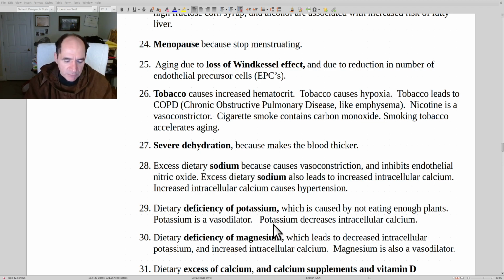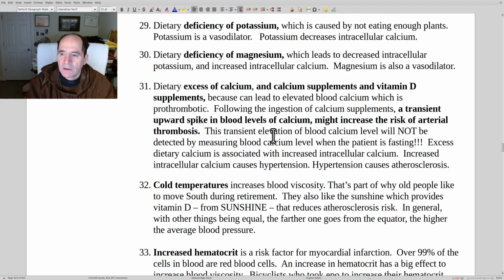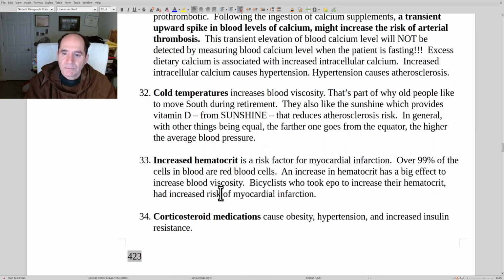Dietary excess of calcium. Calcium is prothrombotic, and they think that's why taking large amounts of calcium supplements causes increased all-cause mortality, because it causes a transient spike in blood calcium levels. Calcium is a blood clotting factor, and it's thought to predispose to arterial thrombosis. Not good. Cold temperatures make you a little bit more prothrombotic.